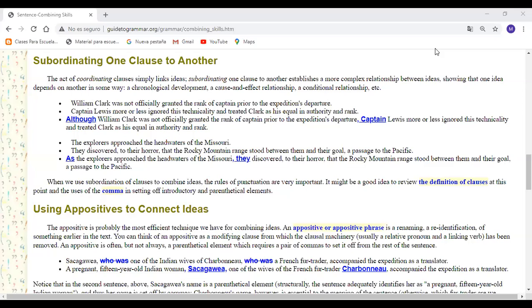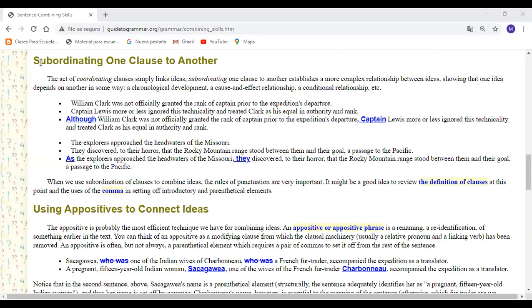So the first thing that I want you guys to copy is the following. How we combine sentences by a subordinating clause, okay? By subordinating one clause to another. So please take out your notebooks. Take out your notebooks, please. And you're going to copy this exercise.